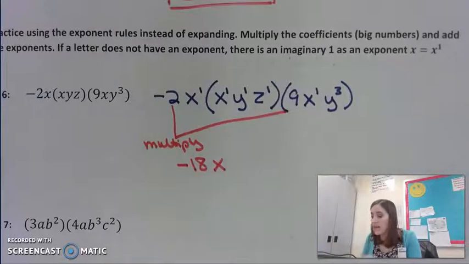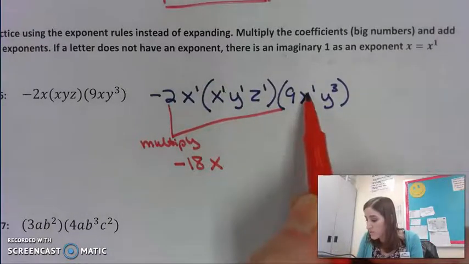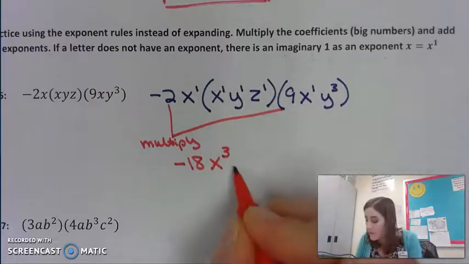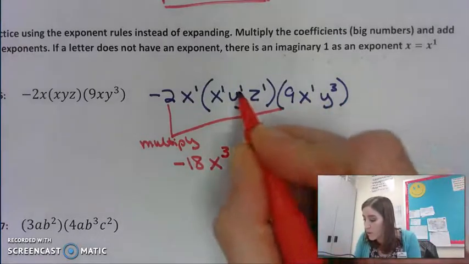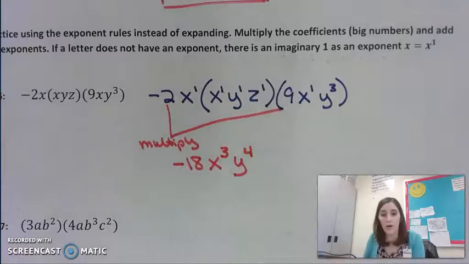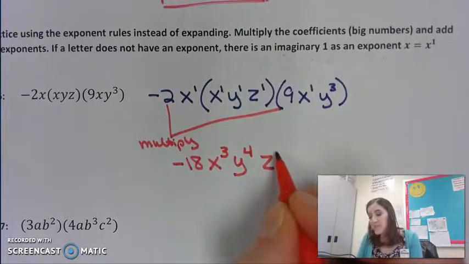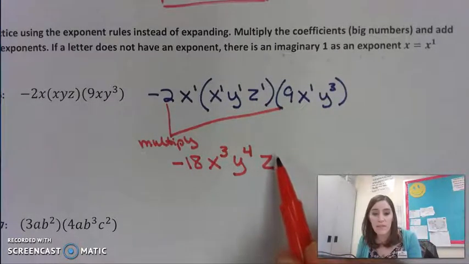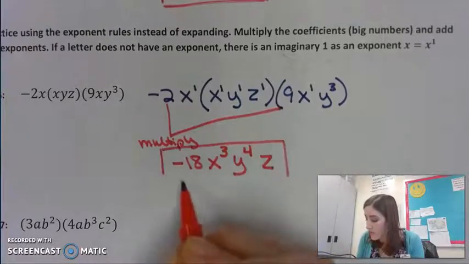Now from there, I'm going to count up how many x's I've got, how many exponents. I've got 1 plus 1 plus 1, so altogether I've got x to the third power. For my y value, I've got 1 here and 3 here, so 1 plus 3 gives me a positive 4. And for my z, I only have one z value, and you can put the 1, but it's really not necessary. A lot of times we don't put 1s, that's why they always end up kind of imaginary. So there's my answer for number 6.